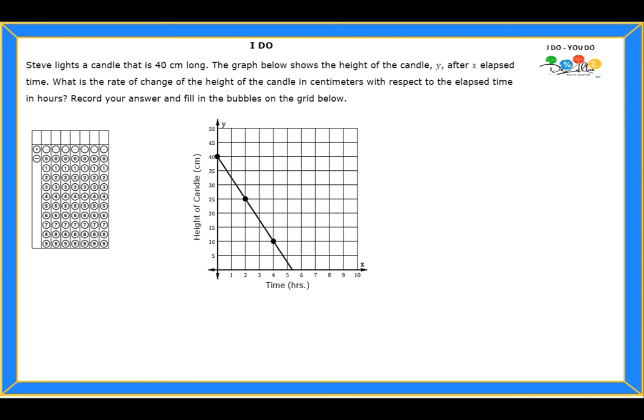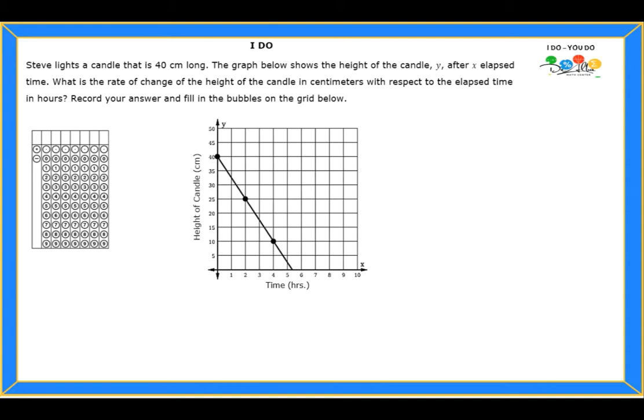And it says, Steve lights a candle that is 40 centimeters long. The graph below shows the height of the candle, Y, after X elapsed time. What is the rate of change of the height of the candle in centimeters with respect to the elapsed time in hours? Record your answer and fill in the bubbles on the grid below.